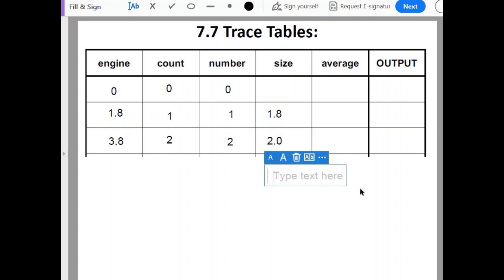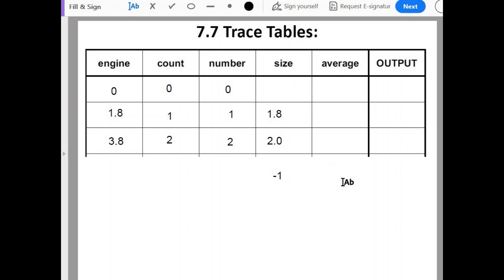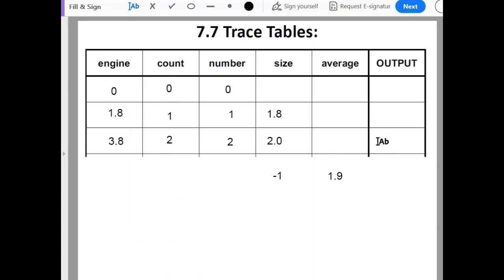Let's suppose the next input is -1, for example, then that would mean I have to calculate the average. 3.8 divided by 2 would be something like 1.9, so I'll write 1.9 over here. Then what I have to do next is output average and count.